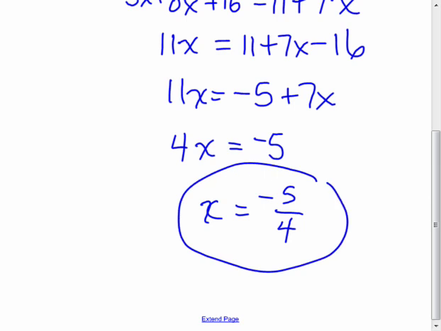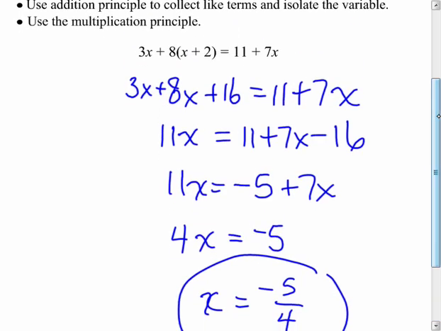So this would be my solution to that equation up there. In order for this equation to be true, for this side to be equal to that side, the x value I need to plug in is negative 5/4. And I could plug that in and check to see if my answer is correct.